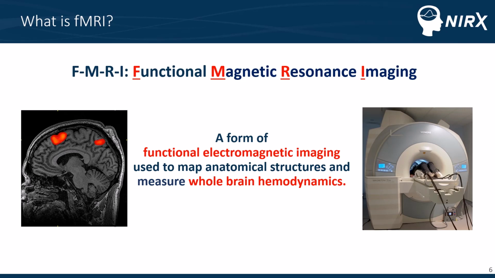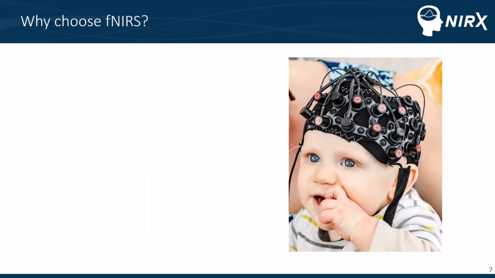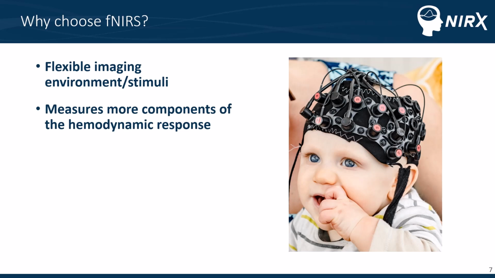But given that you get these very nice, very clear images from fMRI that include structural information, why even use fNIRS? Well, there are many advantages of fNIRS that cannot be denied. You have a much more flexible imaging environment and stimuli, so it lends itself much better to a whole host of different cognitive studies. It measures more components of the hemodynamic response. So whereas with fMRI the BOLD response is mostly looking at the deoxygenated hemoglobin changes, fNIRS is looking at oxy and deoxyhemoglobin, and we'll get more into that later.